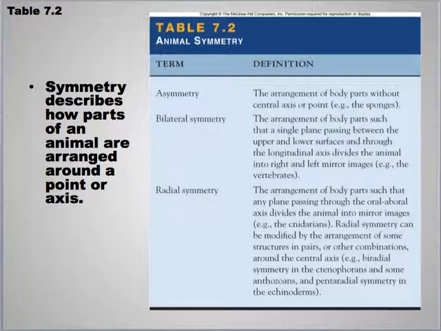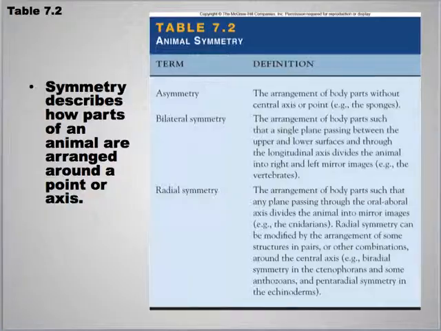Symmetry describes how animals are arranged around a central point or axis. I want to just show you what each of these is. Asymmetry means that there's no central axis or point, so it's not balanced. Bilateral symmetry, that's what you and I are. It's the arrangement of body parts around a single plane. You can cut it in half, and then the right and the left are going to be mirror images. Radial symmetry means that if you go around the central point, then you'll find structures in pairs or combinations around that central axis.